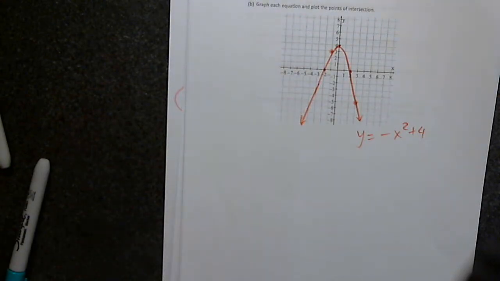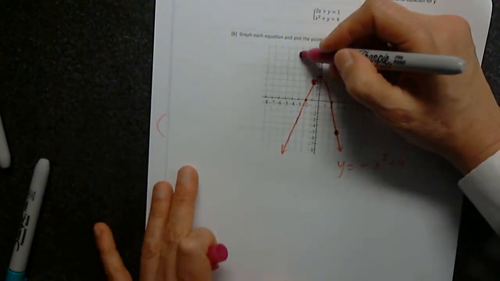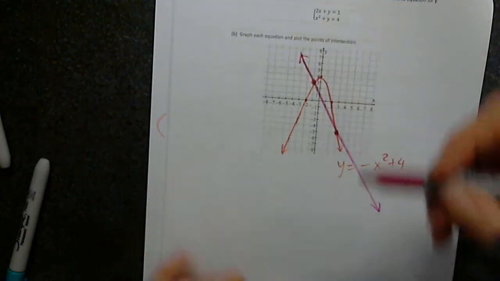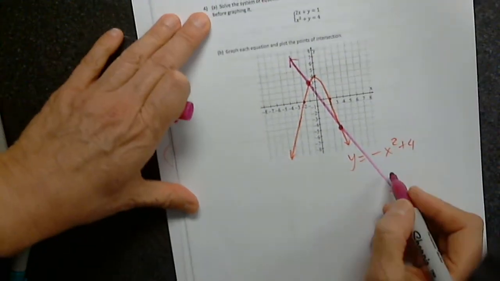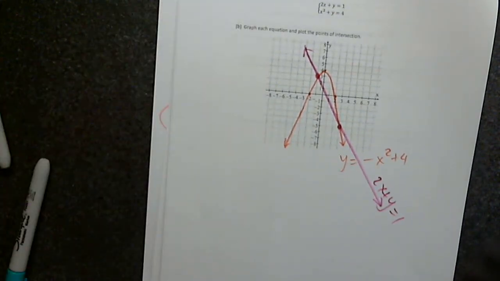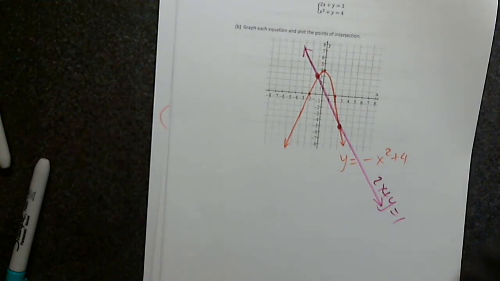Now the line, I don't care. Because it's a line, 2x plus y, it must pass through these two points. I don't have to determine anything else. So this is 2x plus y equals 1. This is what I would have done. Any questions?